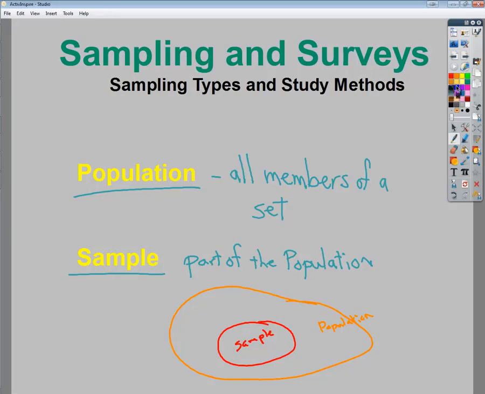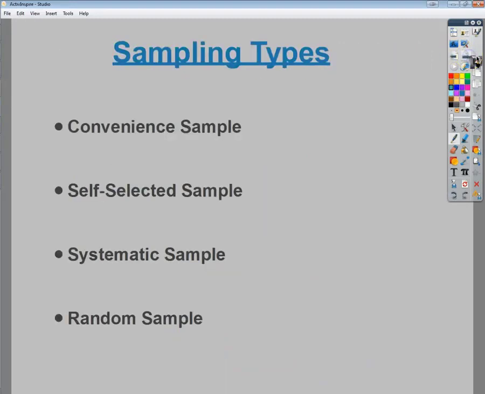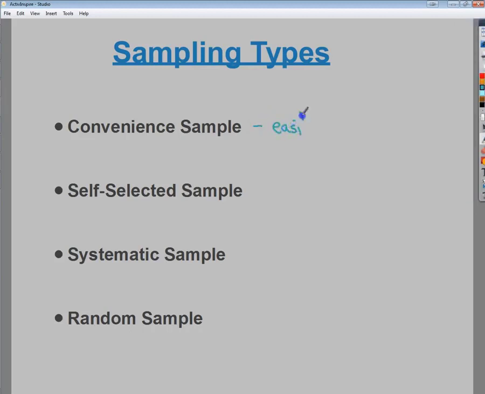If you don't, it becomes a problem. This process is called sampling. There's a few different ways that you can do it. Some of them are listed here. The first is a convenient sample. A convenient sample is one that is easily accessible.